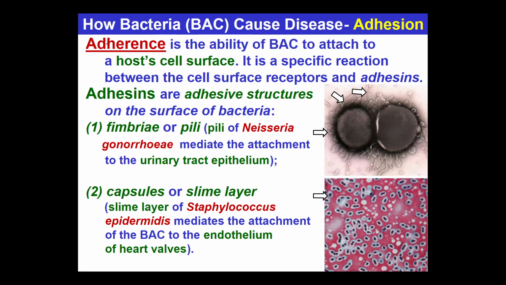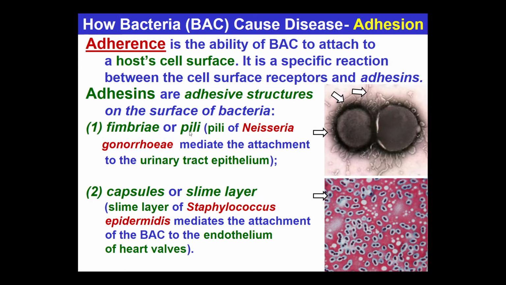Adhesins, or adherence factors. Adhesiveness and adherence is the ability of the bacteria to attach to a host cell surface. It's a specific reaction between the cell surface receptors and bacterial adhesins. Adhesins are adhesive structures on the surface of bacteria. Among them are fimbriae or pili, and capsules or slimy layer.